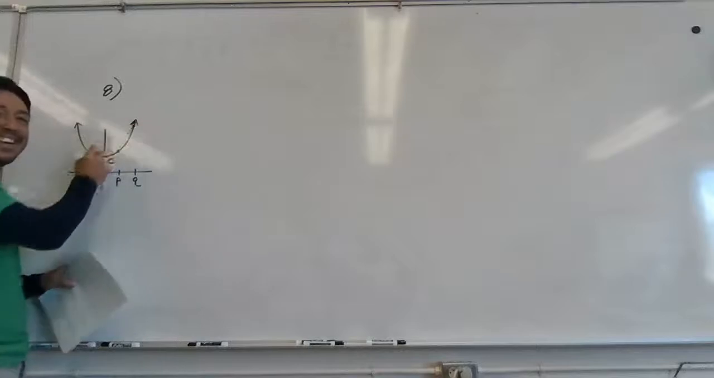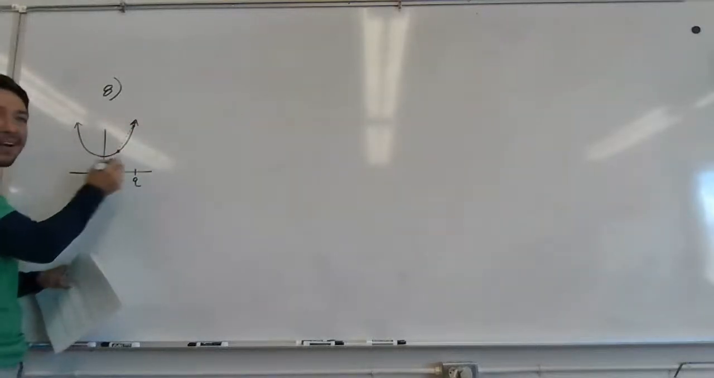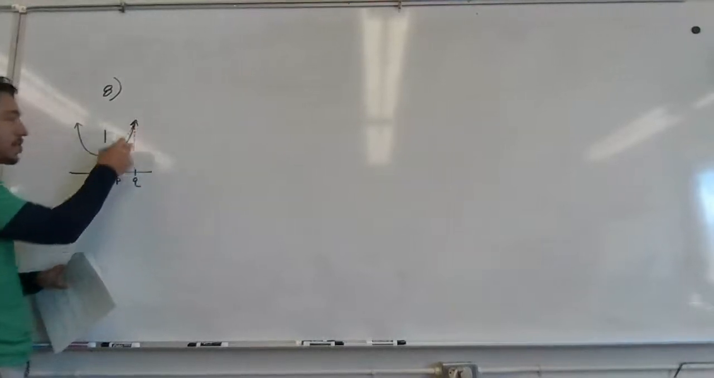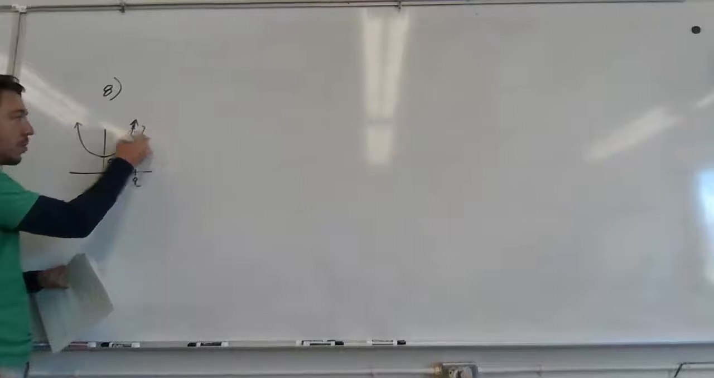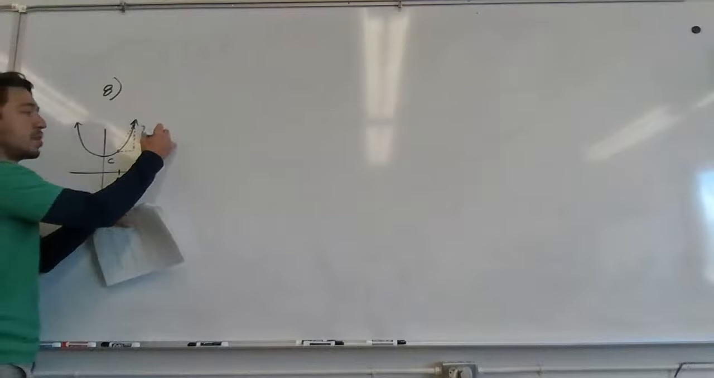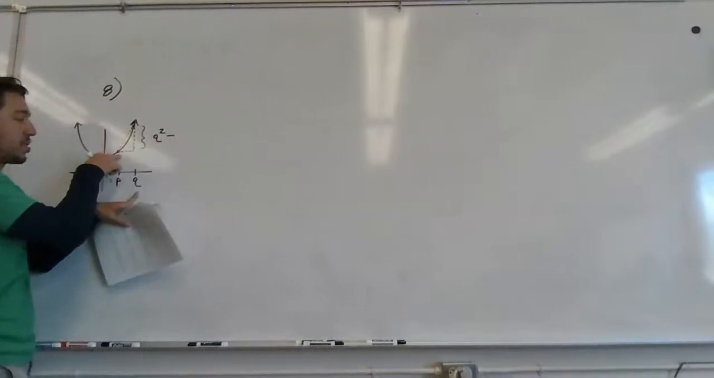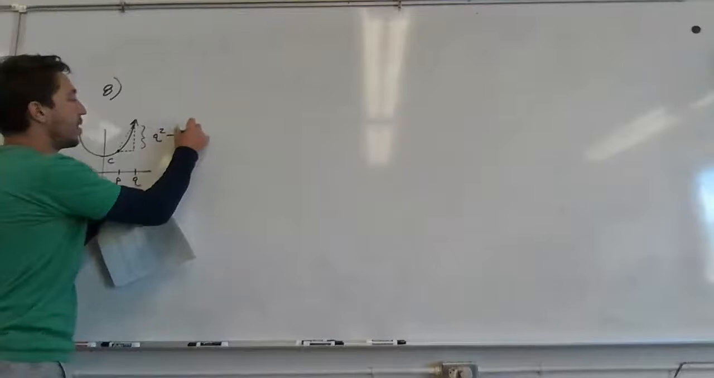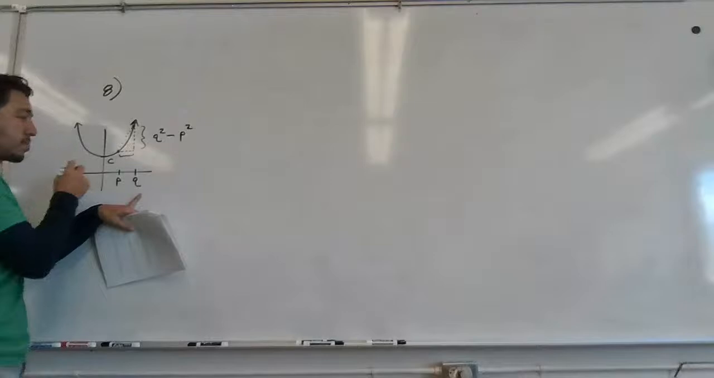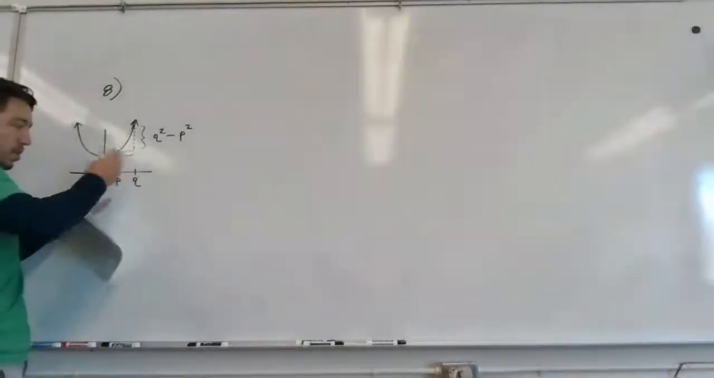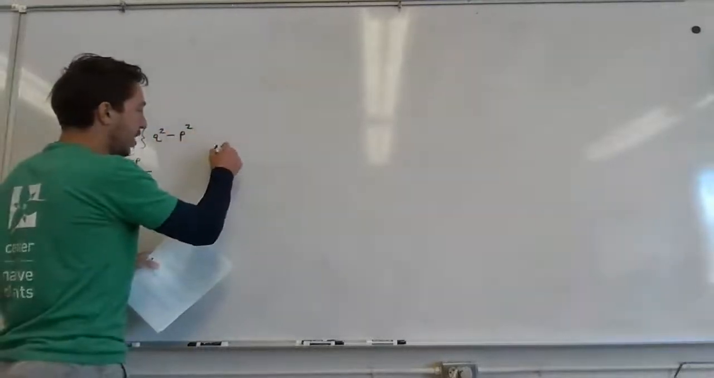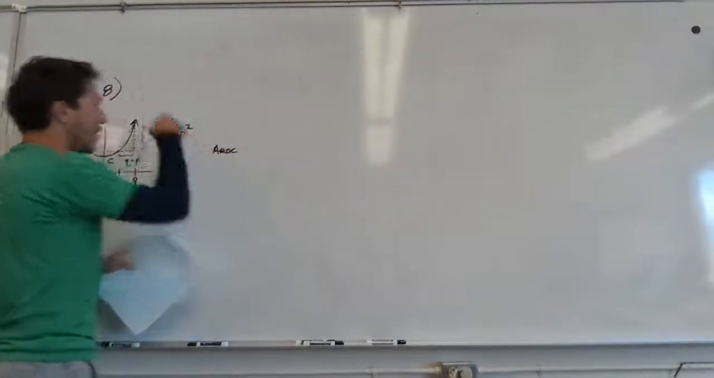Okay, so if we're going from P to Q, let's calculate the average rate of change from P to Q, right? So you've got to get rise over run. The rise would be, what's this y value here? Q squared. So it'd be Q squared minus, what's that y value? P squared. So the rise is Q squared minus P squared. And what's the run? The run is Q minus P.